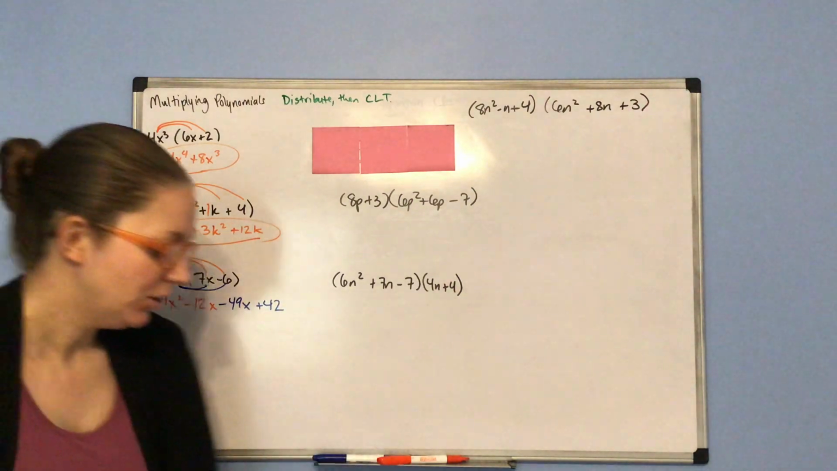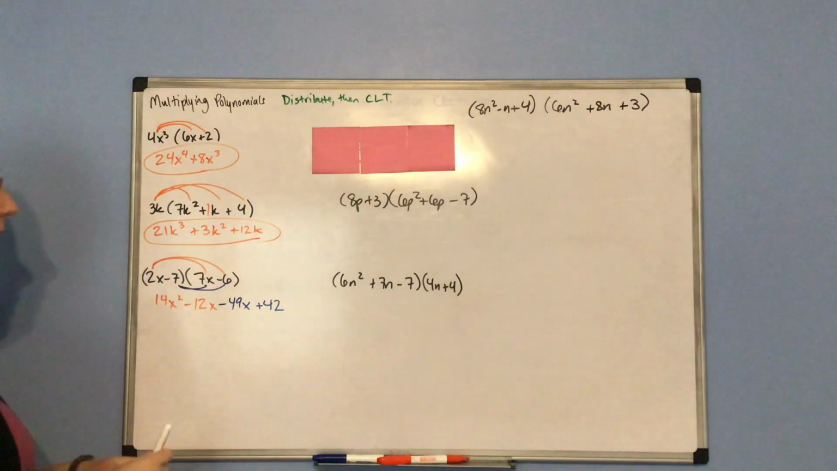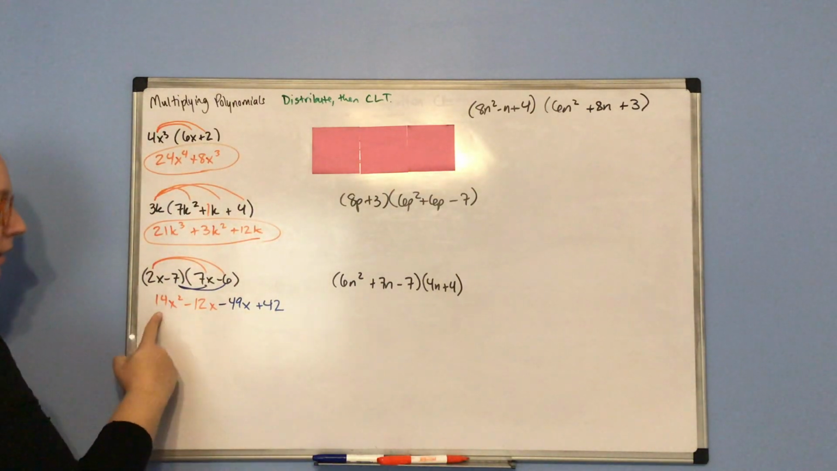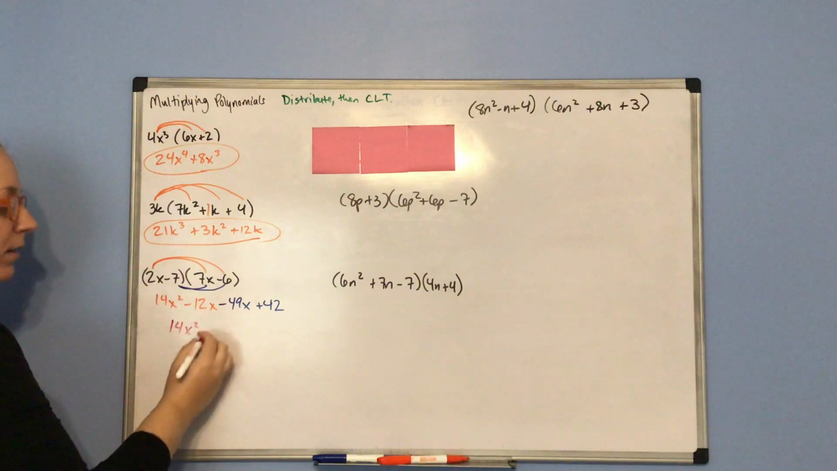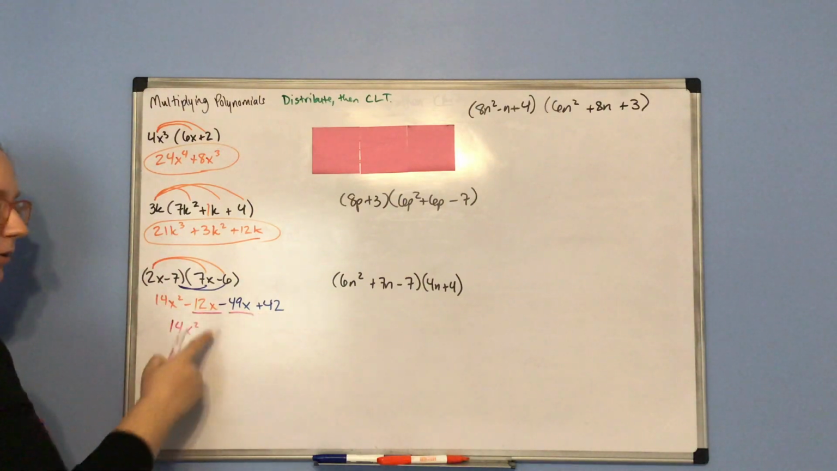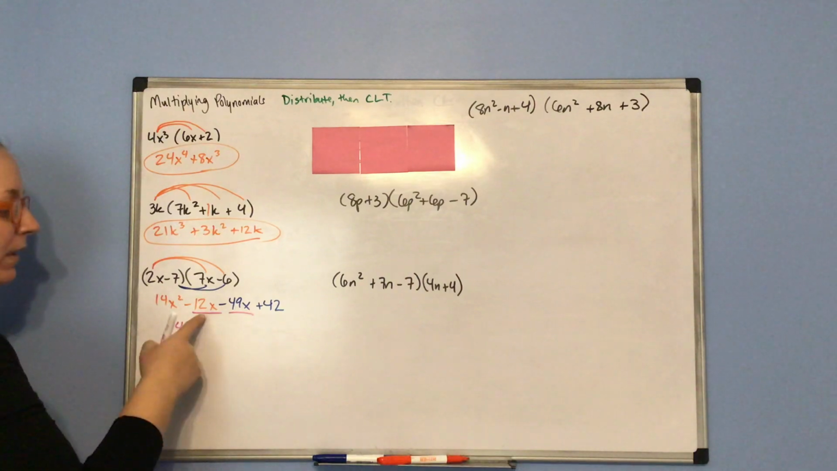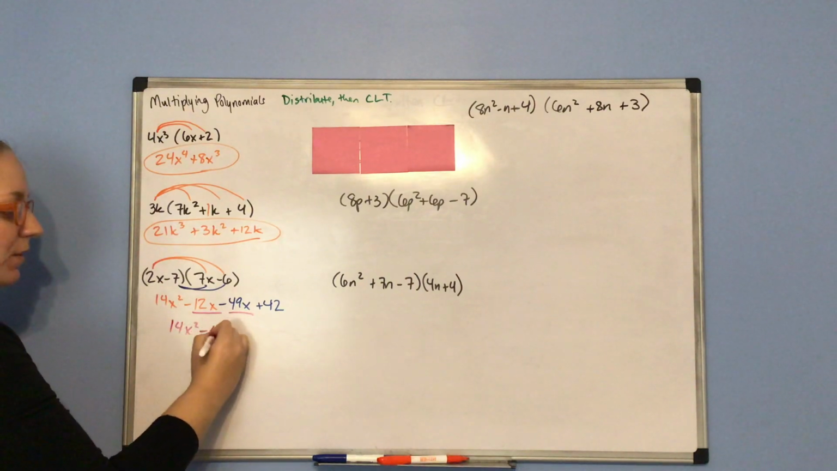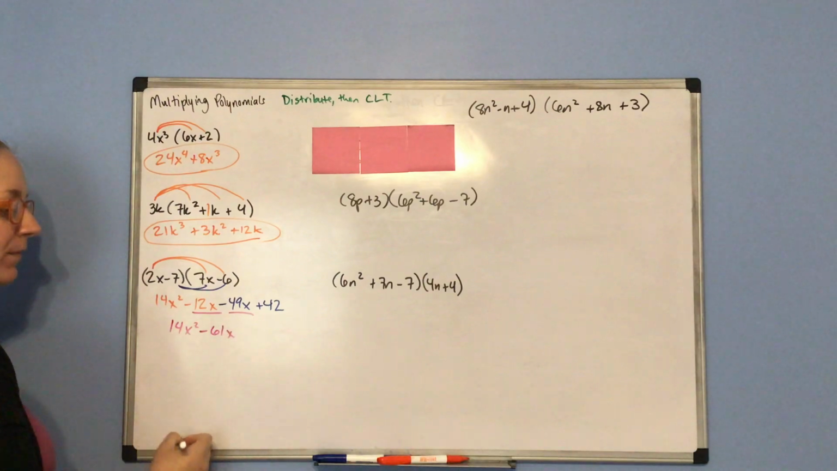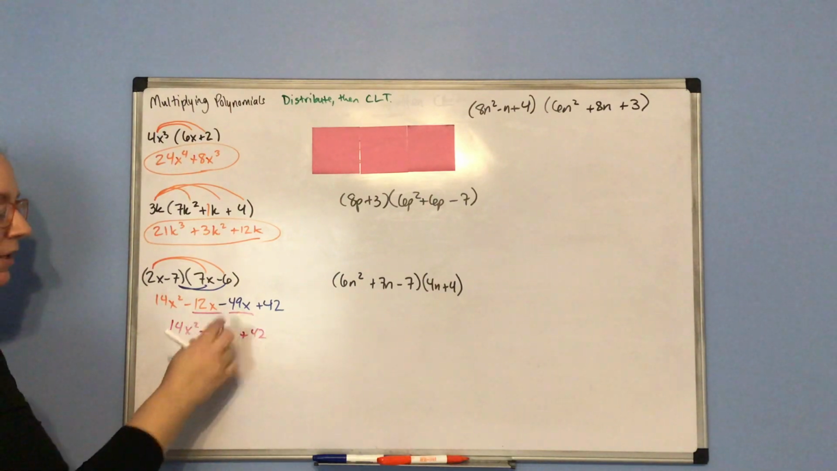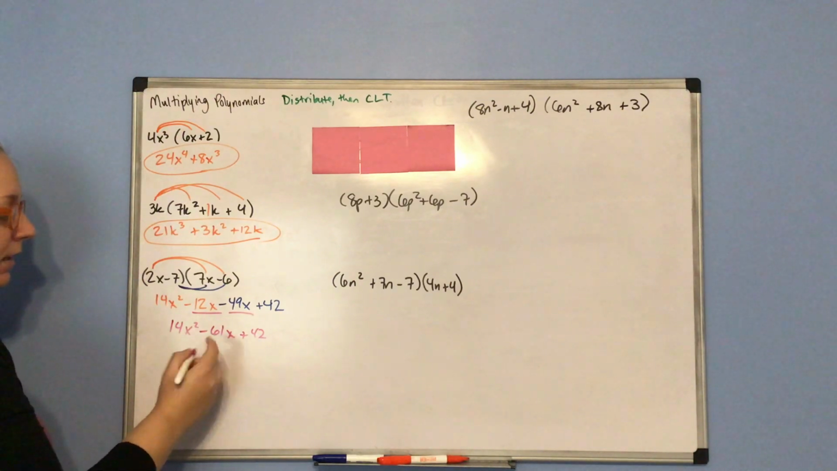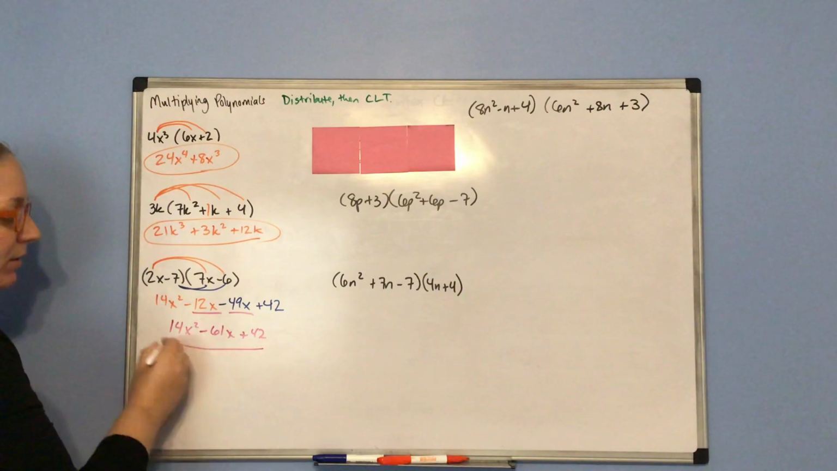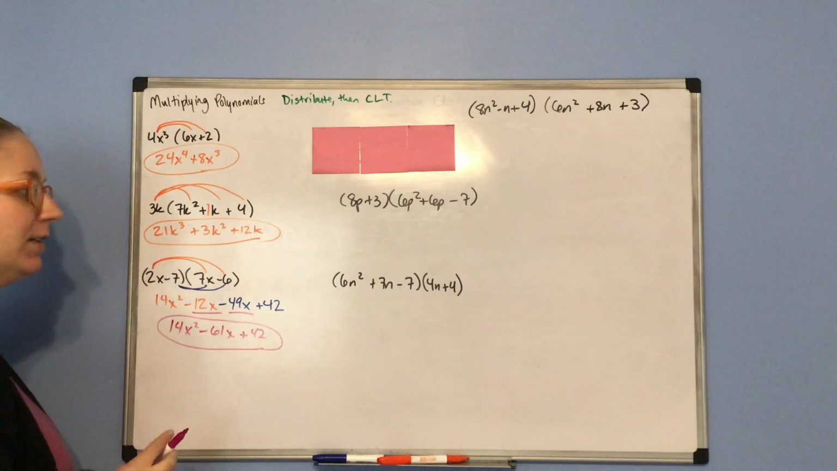At this point in time, I need to check and see if I have any like terms. I do have some like terms here in the middle. This 14x squared doesn't have any like terms with it. It's the only thing with an x squared. But these two in the middle that are both regular x's can be combined. Negative 12 minus 49 gives me negative 61x, and then plus 42. Remember that when you're combining like terms, the x part stays the same, it's just you're adding or subtracting the coefficients. Now I no longer have any like terms, so what I have written here in pink is my final answer.